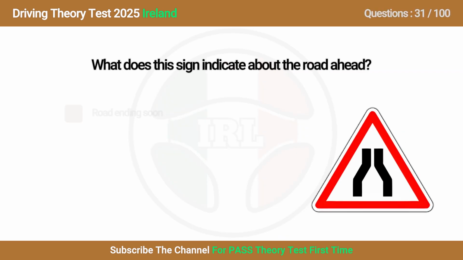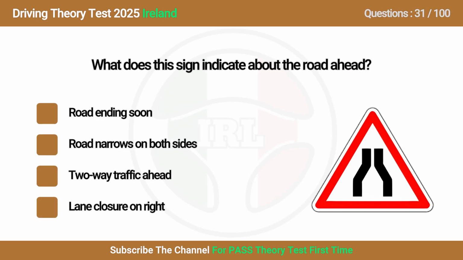Question 31. What does this sign indicate about the road ahead? A. Road ending soon. B. Road narrows on both sides. C. Two-way traffic ahead. D. Lane closure on right.